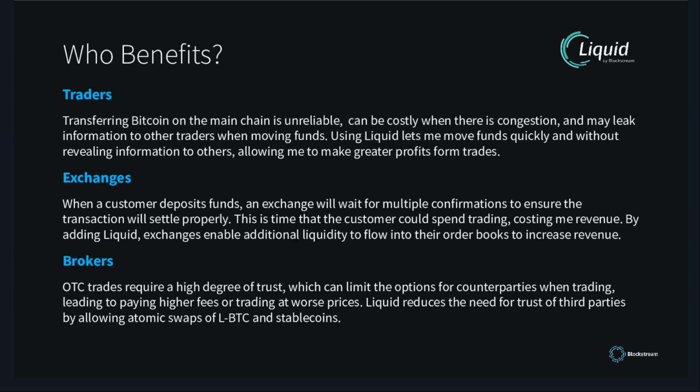And the last one is for brokers. So brokers usually need to have a high degree of trust in who they trade with, or they need to use a third party to act as an escrow agent. So in this case, you can really limit who you're trading with, and you might end up having to pay higher fees or higher prices with who you're trading with, because the people who are the most trusted can generally charge a premium. So Liquid reduces this need for trusting third parties by allowing something called atomic swap, and this allows you to swap Liquid, Bitcoin, and any other asset without having to trust the other party.